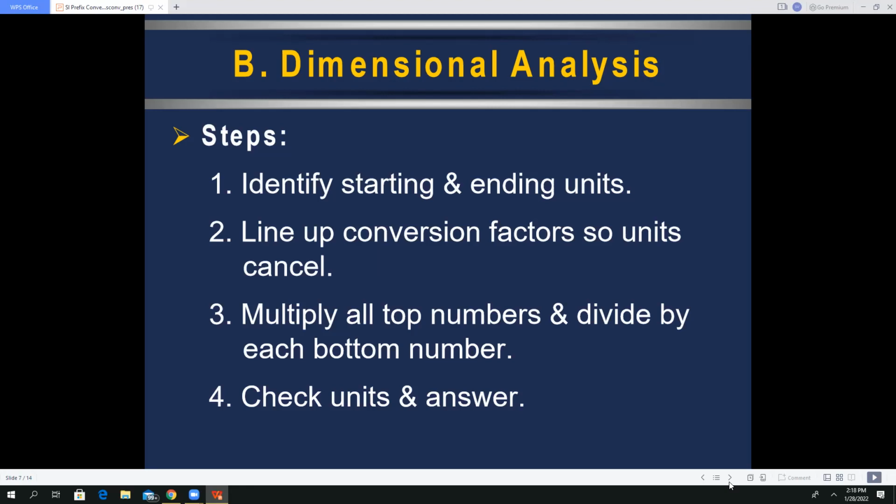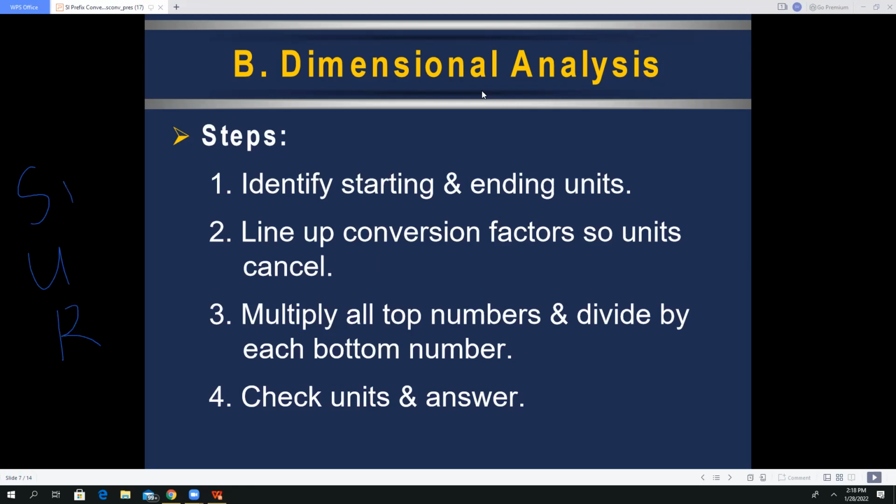We'll do a problem or two so that you understand it. Then you multiply all the top numbers and divide by each number on the bottom. Basically, if you have multiple conversion factors, that's how you would do it. And then you check your units in your answer. And this is where I introduce this thing called the SURE method. I will explain what that means. It's just an acronym that I use. It's called SURE.